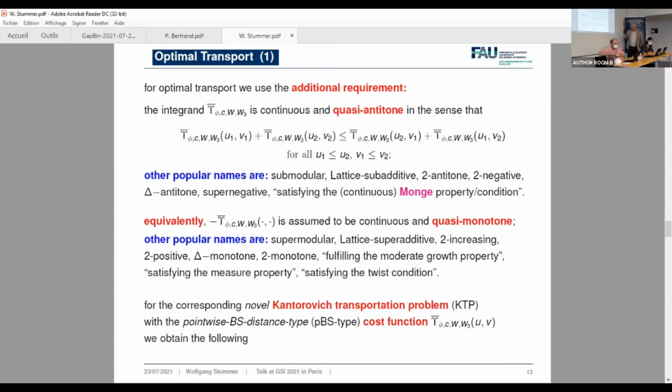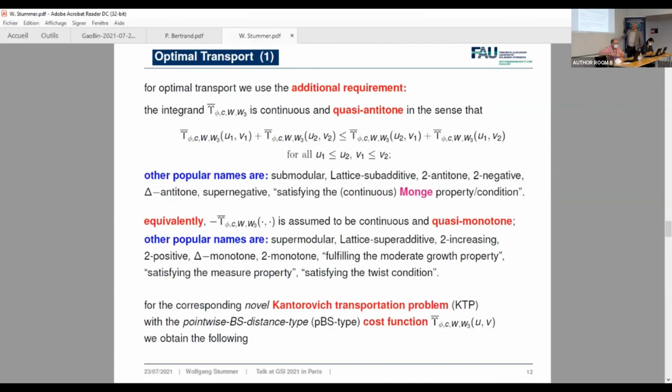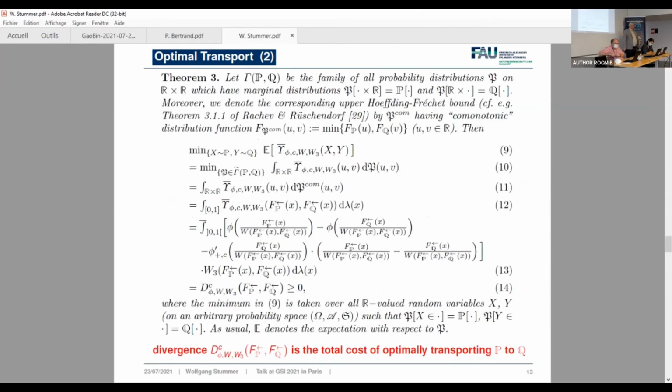Okay, and for this we now consider the Kantorovich transportation problem, where this epsilon function we've just defined is the cost function. So it's the cost function, it's non-negative, yeah? Okay. So here we end up with this theorem.